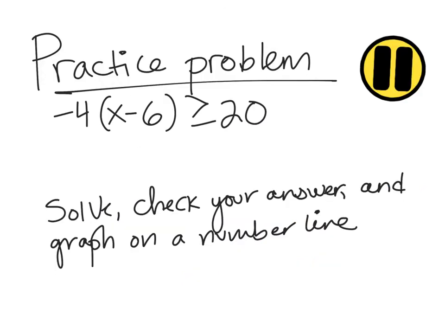All right, for your practice problem today, you are going to solve -4 times the quantity x minus 6 is greater than or equal to 20. You are going to check your answer and you're going to graph it on a number line. Good luck.